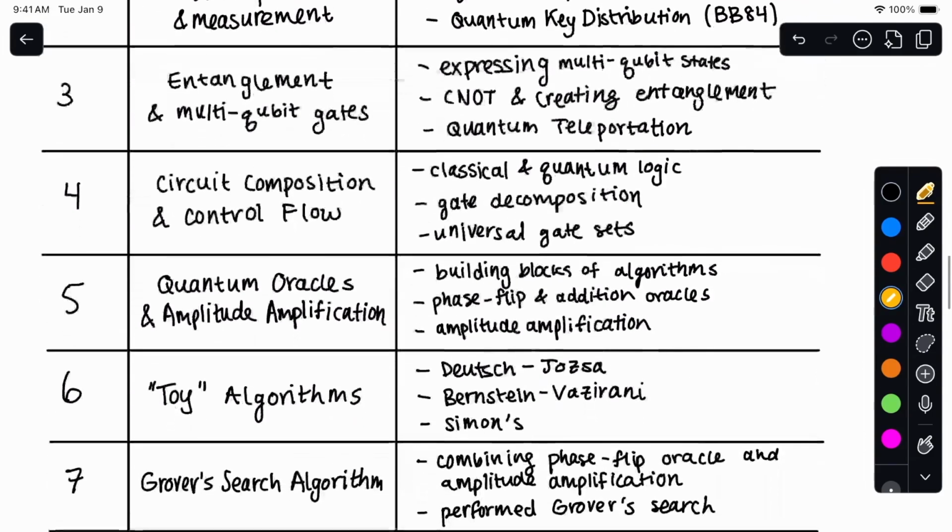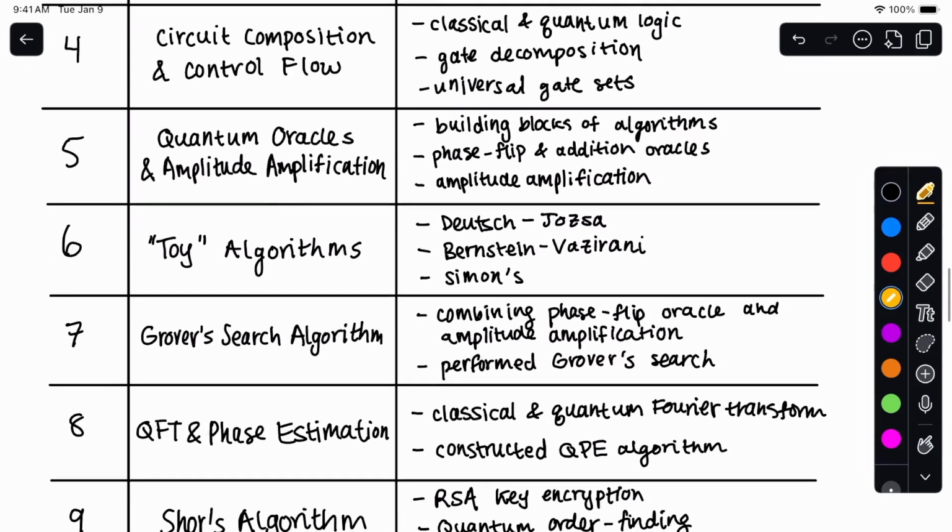Then we talked about circuit composition and control flow. We covered classical and quantum logic. We learned how to decompose gates into other simpler gates. And we also talked about universal gate sets. So we know that we can break down any circuit into some base set of gates that covers everything.